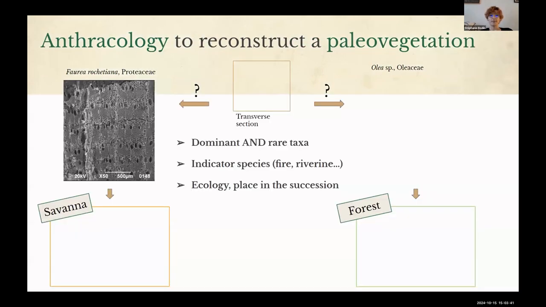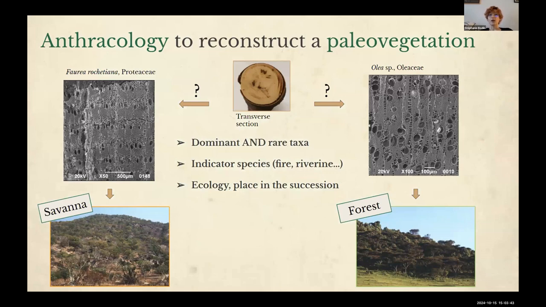So, for example, there are differences between taxa. Depending on the families, some families have a very homogeneous wood anatomy. Sometimes families have a very different wood anatomy. And so, for example, here you can see a difference, without being an expert in wood anatomy, a difference between this Proteaceae and Olea, so the olive tree.